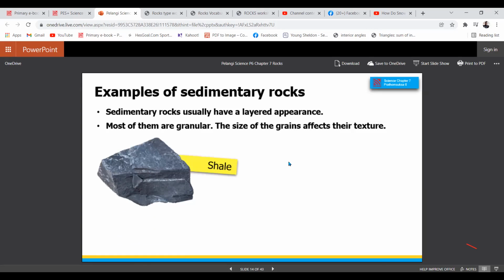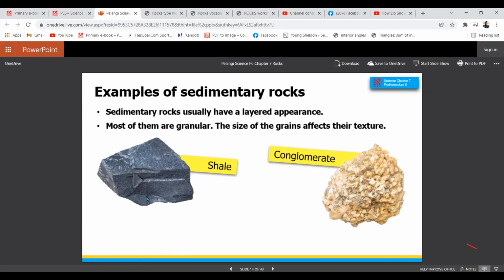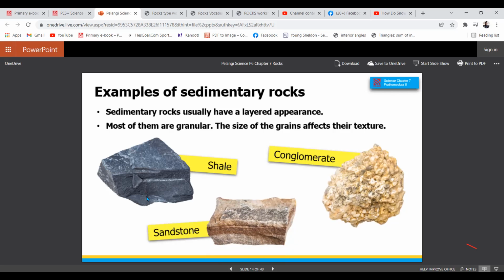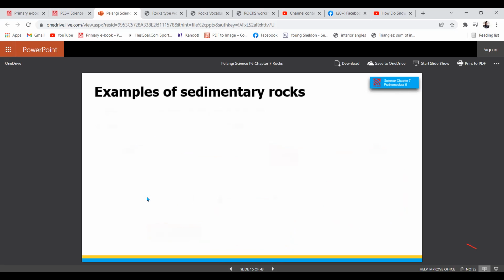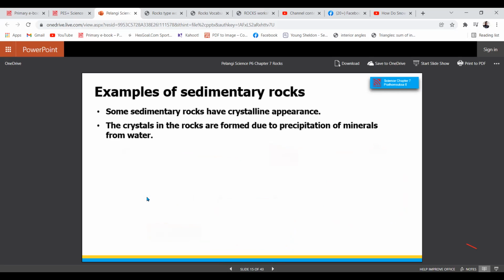Okay, so you can see a shell. A shell is an example of a sedimentary rock. You can see lines there. You can see different layers there. Look at layer 1, layer 2, layer 3, layer 4. You can see different layers there, different sections. Okay, then you also have the conglomerate. Also, you have a sandstone. So yes, examples of sedimentary rocks.